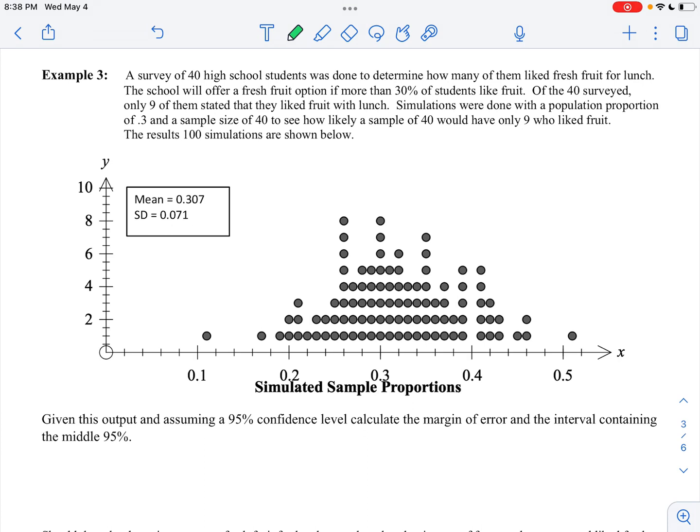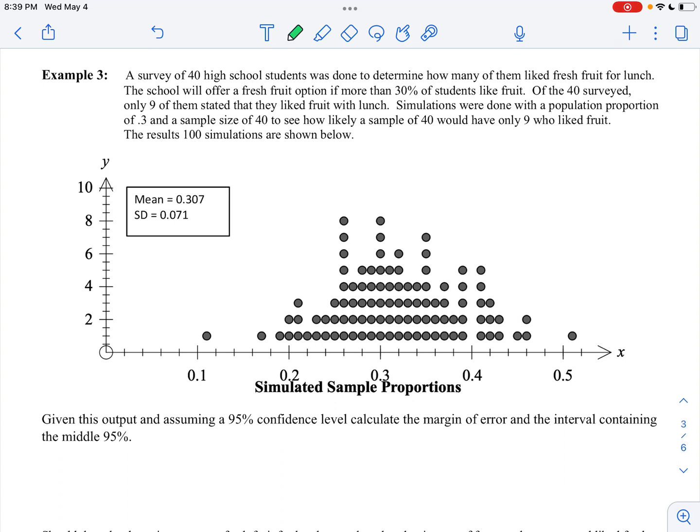In number 3, we have a survey of 40 high school students. It was done to determine how many of them liked fresh fruit for lunch. The school is going to offer an option of fresh fruit if more than 30% of students like fruit. Of the 40 students surveyed, only 9 stated that they liked fruit with their lunch. So simulations were done with a population proportion of 0.3 and a sample size of 40 to see how likely a sample of 40 would have only 9 who liked fruit.